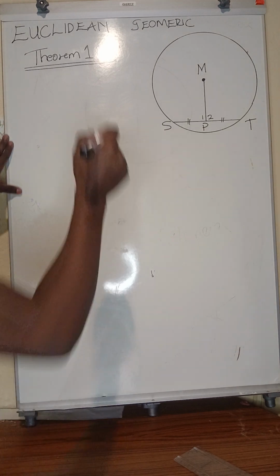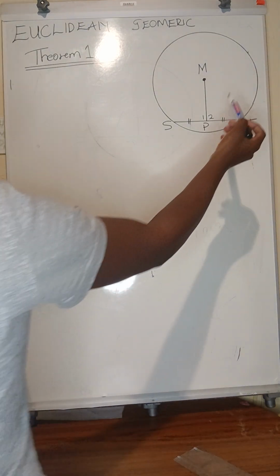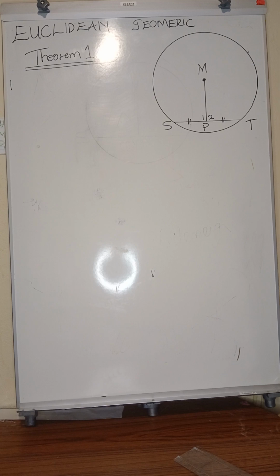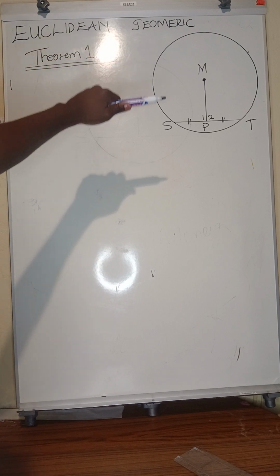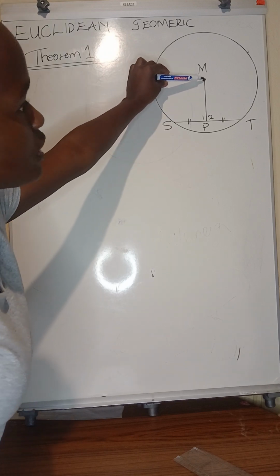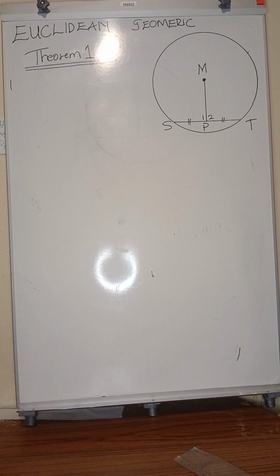What does theorem 1 say? It says a line from the center of the circle. This is the line. Can you see the line that I'm talking about? To the midpoint. I mean, not of the midpoint. We're talking about this line from here. A line from the center of the circle to the chord.